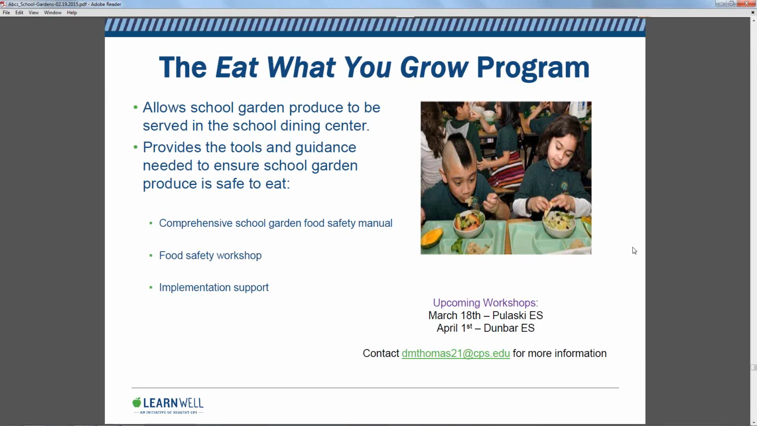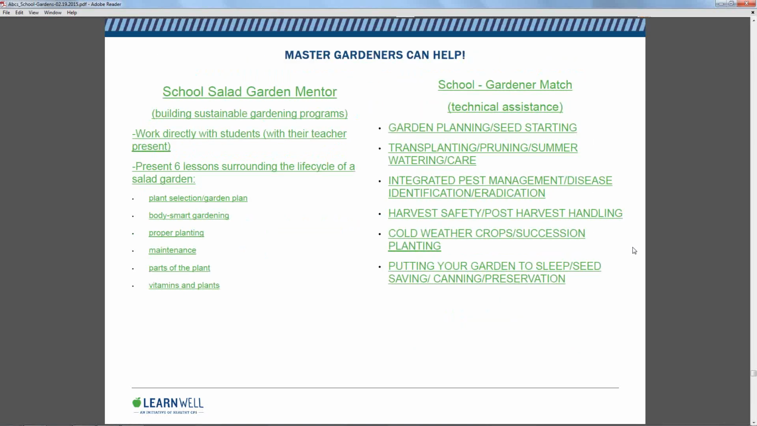Either our office or one of our partner organizations can provide implementation support for that, to help you walk through planning or to be there to answer any questions on Harvest Day. So for those in Chicago, our next 2 workshops, if you'd like to certify your school, will be March 18th at Pulaski Elementary School and April 1st at Dunbar. I have my contact information there, and it'll be available at the end of the presentation as well. So don't hesitate to reach out to me with any questions about that program.